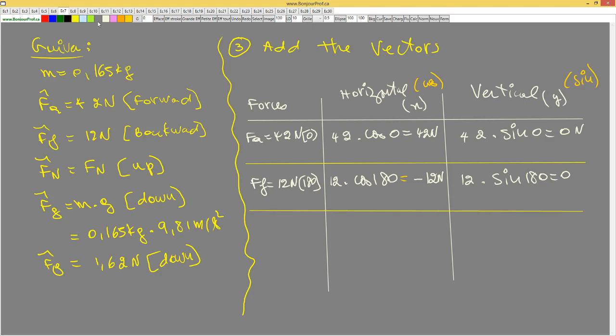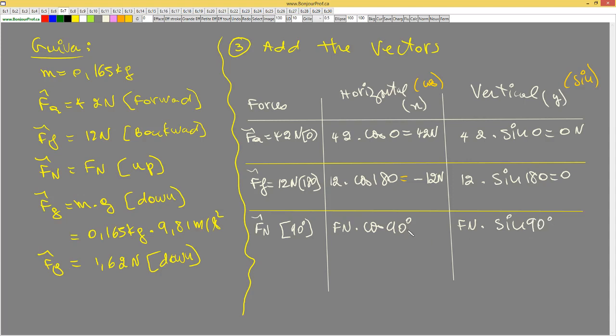Now we're going to go to the normal force, Fn. Fn, we don't know what it is. We want to put here Fn. The direction we know, it is up, it is 90 degrees. So we're going to put Fn times cosine 90 degrees. And here we're going to put Fn times sine 90 degrees.